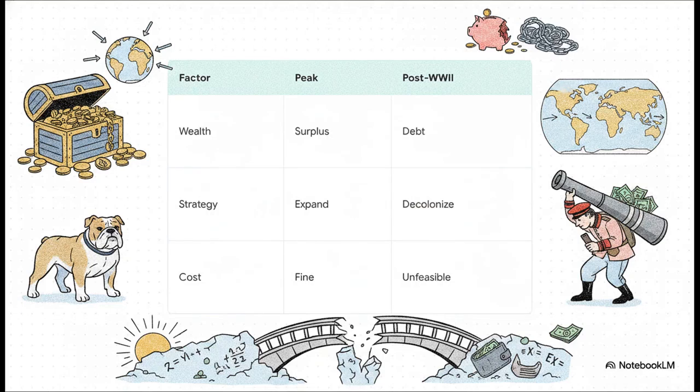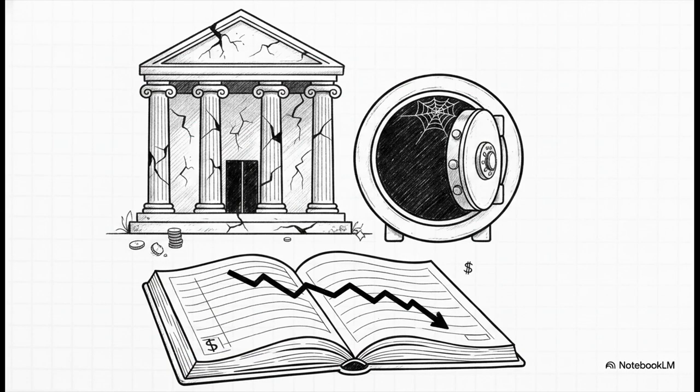The contrast between the Pax Britannica era and the post-World War II reality is just wild to look at. During the peak, national wealth was running at a massive surplus, right? The strategy was pure expansion, and the military costs were totally sustainable. But post-1945, that huge surplus turned into a crushing national debt. Expansion instantly flipped to rapid decolonization, and the military costs of global rule became mathematically unfeasible. Ultimately, the bank just ran dry.